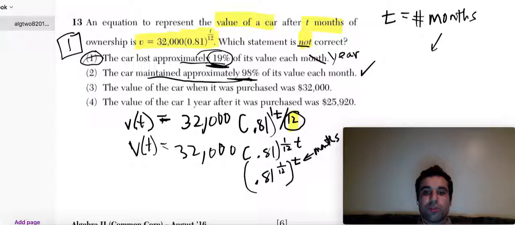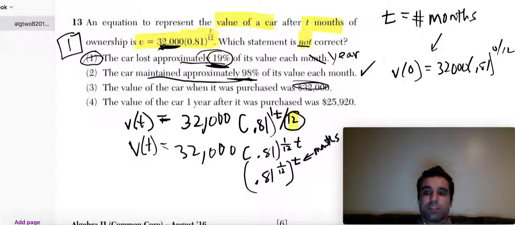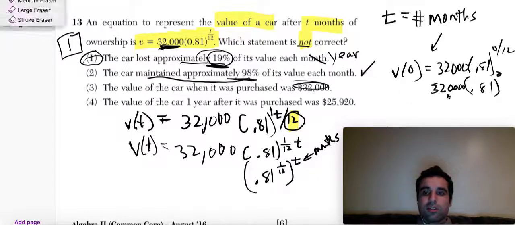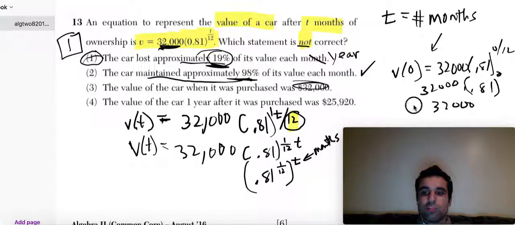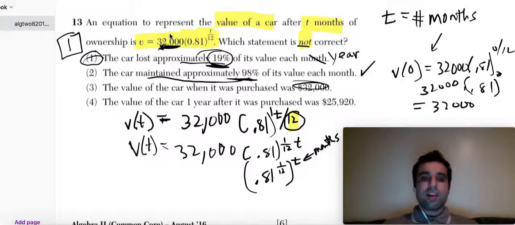The value of the car when it was purchased was $32,000. Yeah, that's just the y-intercept. If you substitute 0 for t, V of 0 equals 32,000 times 0.81 to the 0 over 12. 0 over 12 is just 0. So it's 32,000 times 0.81 to the 0. 0.81 to the 0 is just 1, like anything to the 0. So that's 32,000 times 1, which is just 32,000. But we don't need to do that. You could have also put it in a table in your calculator. So our initial value of the car is 32,000.